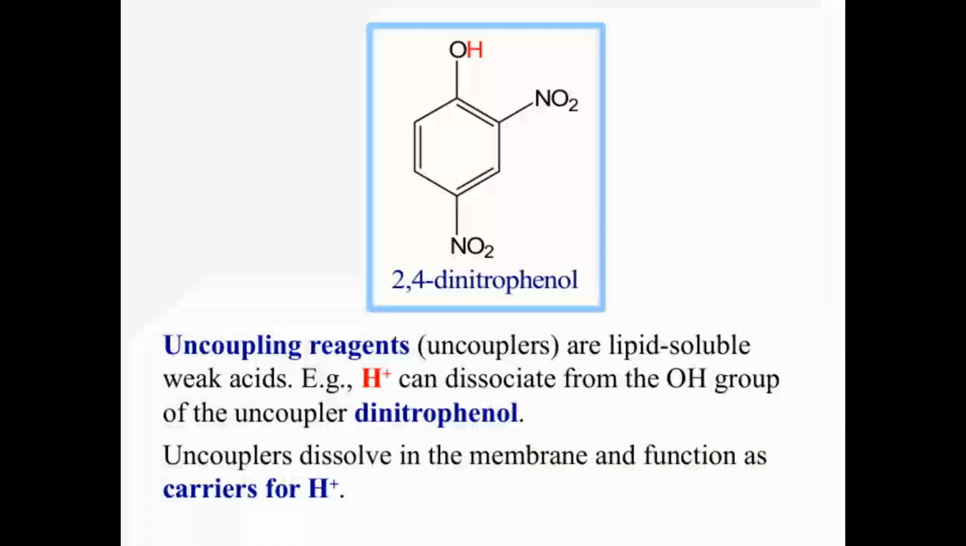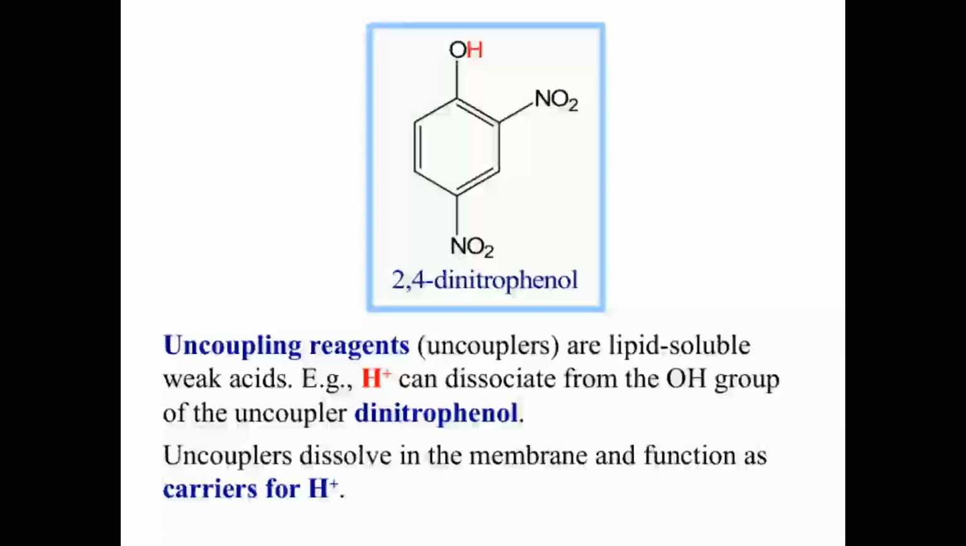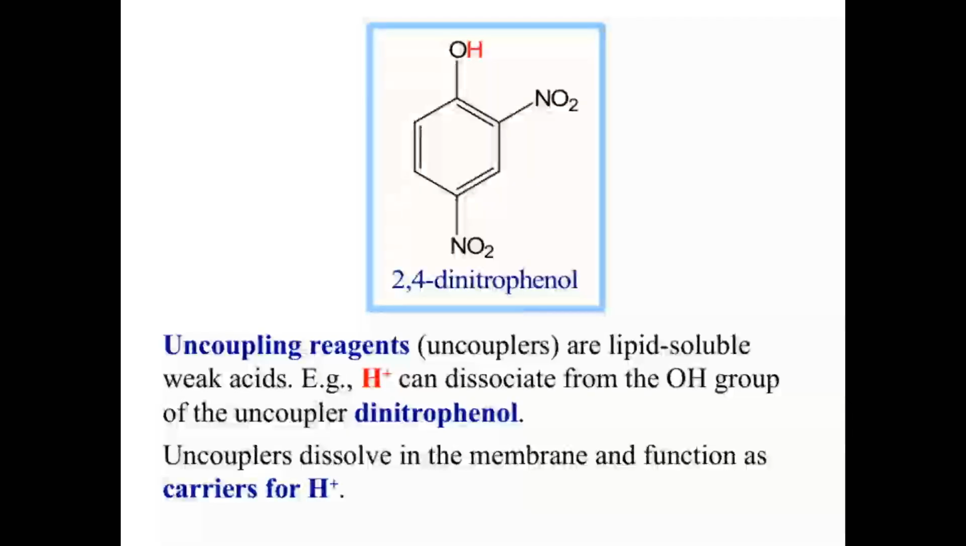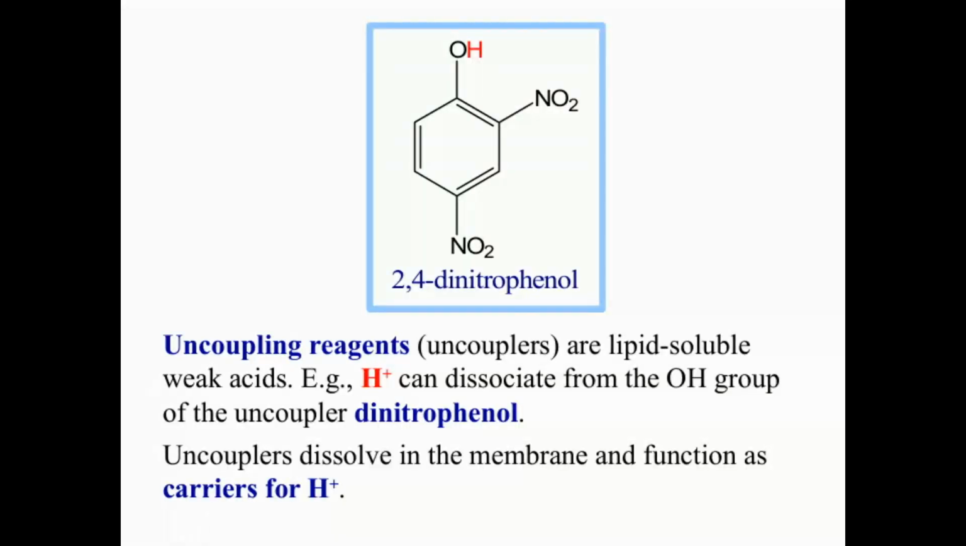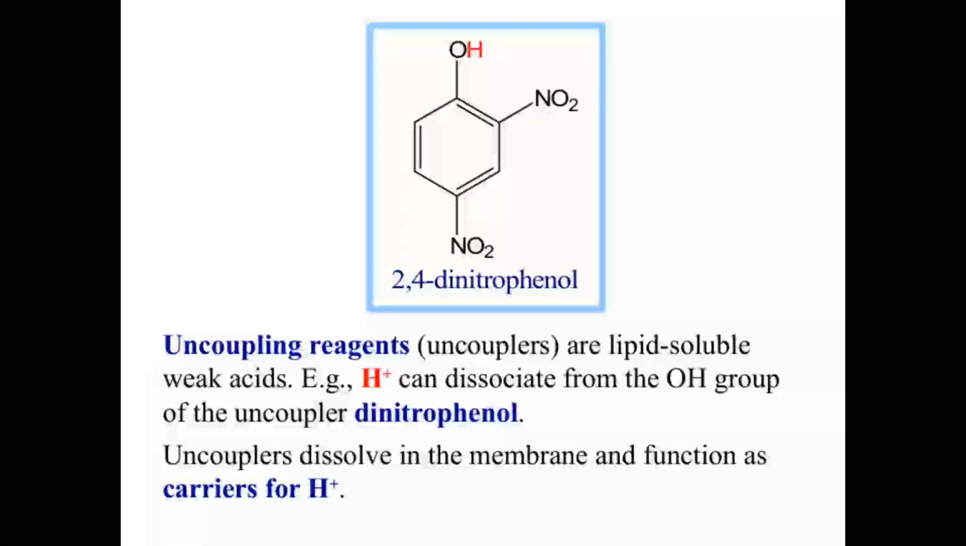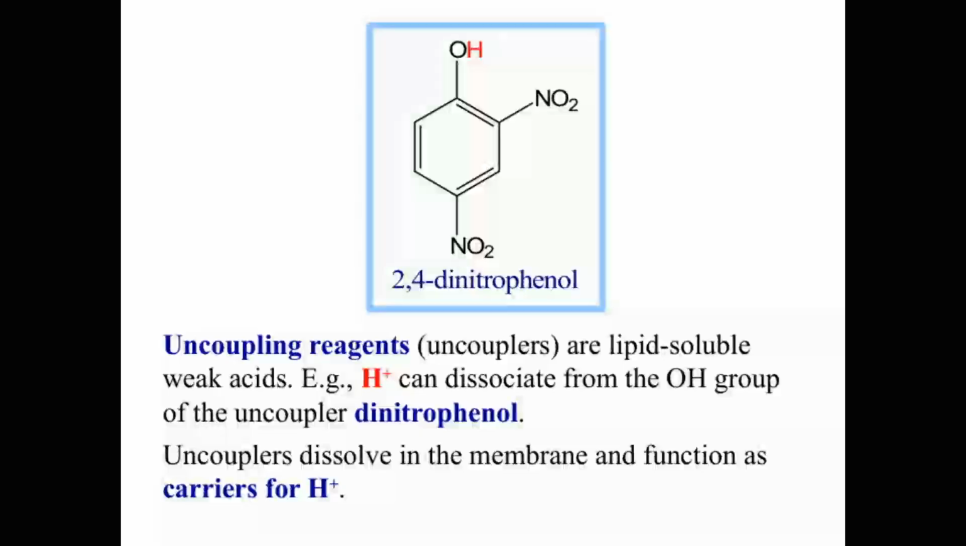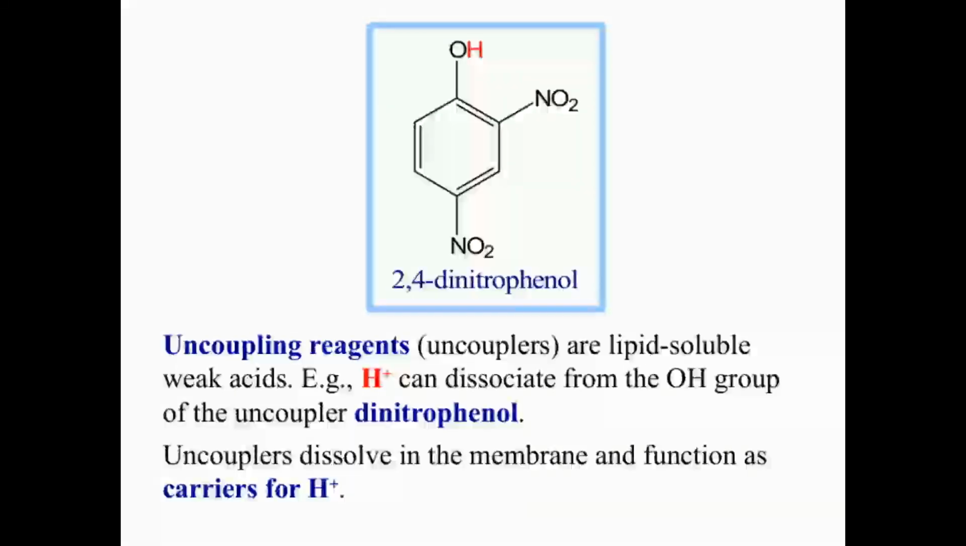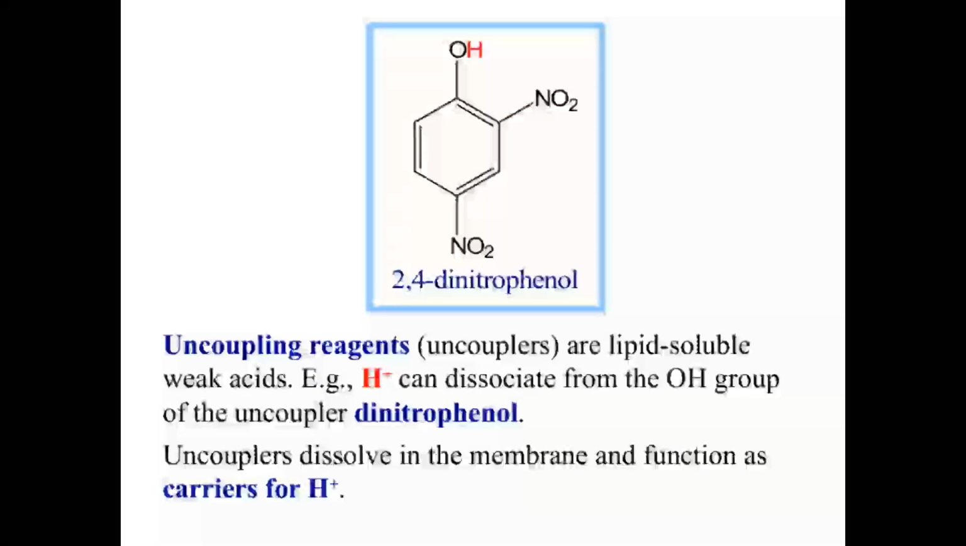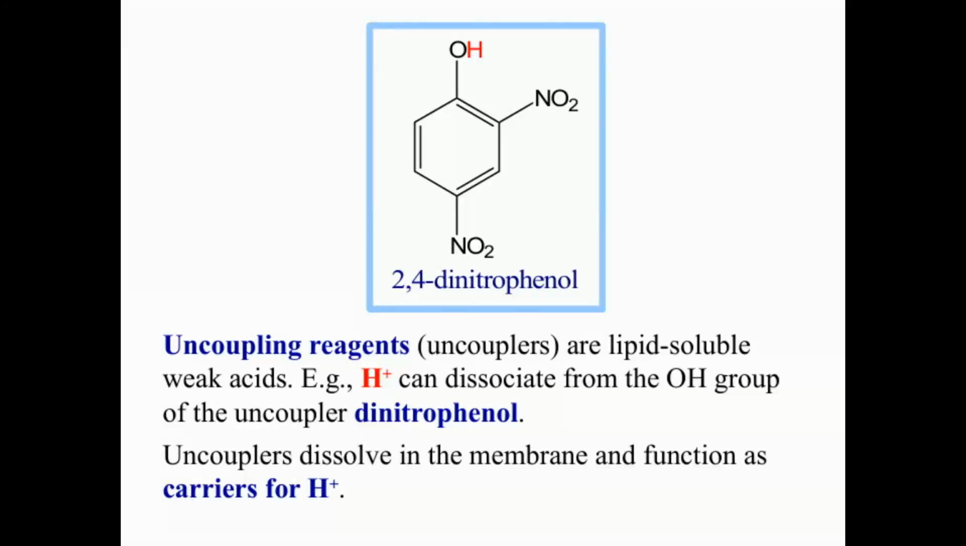Uncouplers work by dissolving into the membrane itself and then functioning as carriers for H+. Essentially, they shuttle protons across the mitochondrial membrane, bypassing the normal protein channels that are part of the electron transport chain. This process dissipates the proton gradient, which is normally used to generate ATP, and as a result, uncouplers reduce the efficiency of oxidative phosphorylation.